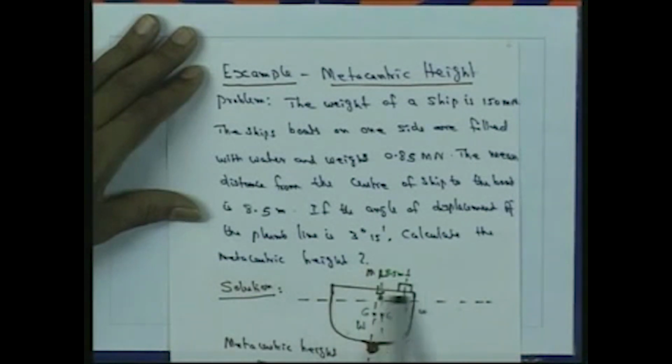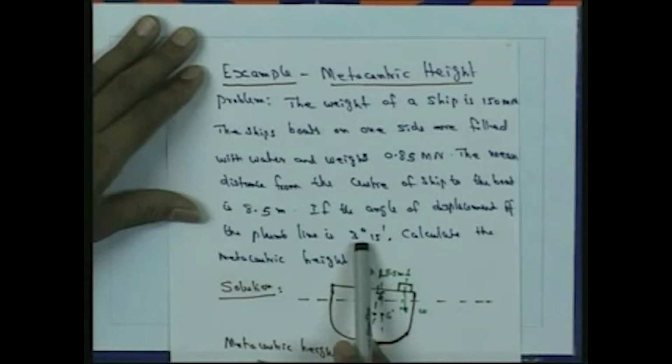This is a big ship, and a small boat is placed at 8.5 meter from the center line of the ship. Since the boat is placed at this distance, there will be a small tilt for the ship. That tilt is given as 3 degree 15 minutes. We want to determine the metacentric height.